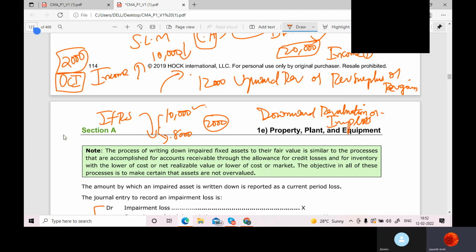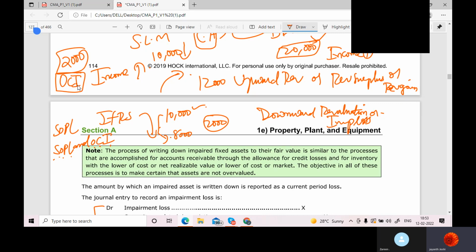So we say SOPL, that is the statement of profit or loss. But these days we are not preparing just SOPL, we are preparing SOPL and OCI. That means statement of profit or loss and other comprehensive income. I will explain that in the next class. For the time being, you can understand that in IFRS, upward revaluation is also allowed.